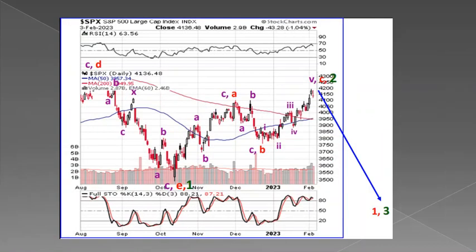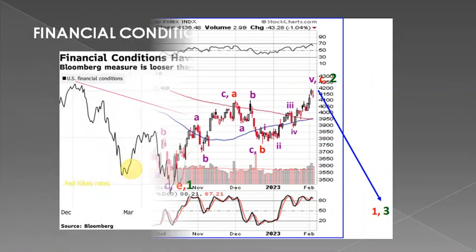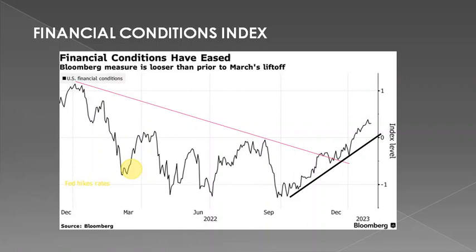A different Elliott wave count is shown here, which also suggests a reversal point is at hand. If this count is correct, then the market will fall even further than our current target of 2,900 to 3,200 on the S&P 500. The primary reason to be highly cautious near term is that the financial condition index has loosened so excessively. This Bloomberg chart highlights the surge since September.